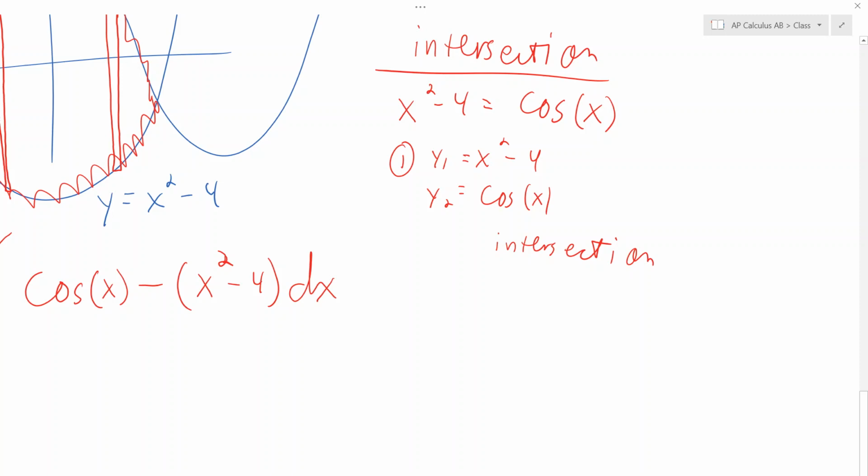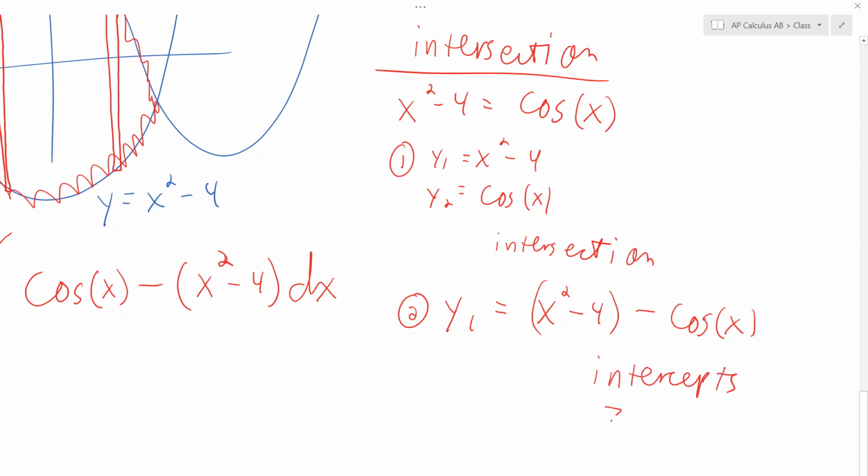Or, what I think is easier, but I don't care how you do it as long as you can do it, is take one minus the other, and instead of looking for intersections, look for the zeros or the intercepts. They're the same thing. Does it matter which one you subtract? Nope. If I do x squared minus 4 minus cosine x, and you do cosine x minus (x squared minus 4), we get the same exact zeros, except our graphs will be flipped over. Make sense? So on a calculator, I'm going to do this real quick.